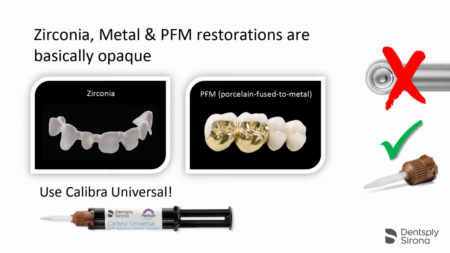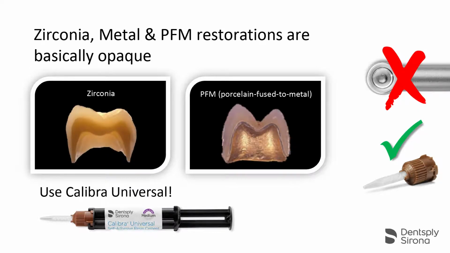Zirconia and metal ceramics, on the other hand, are mostly or completely opaque and must consequently always be luted using a dual curing cement. Calibra Universal is a suitable cement for this purpose, provided the preparation is sufficiently retentive. Calibra Ceram should be used with a non-retentive preparation. Here, both types of restoration are again shown in cross-section. You can see the low translucency of the zirconia and metal bases of the restorations.